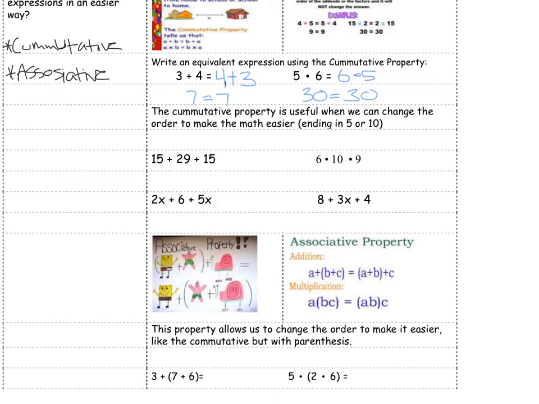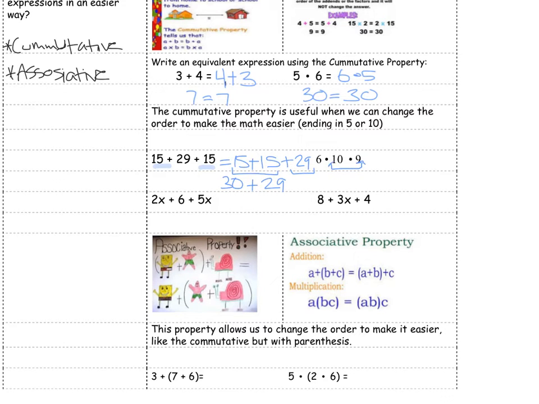So for this example, I'm going to use the commutative property to move the 15s closer to each other. So I'm going to rewrite this as 15 plus 15 plus 29. Now I can see that 15 plus 15 is 30, and all I have to do is add the second piece of 29.